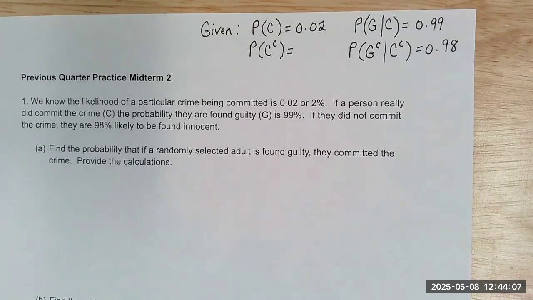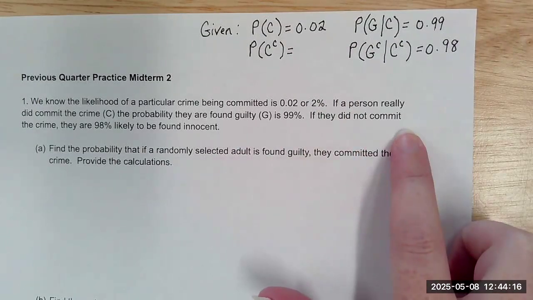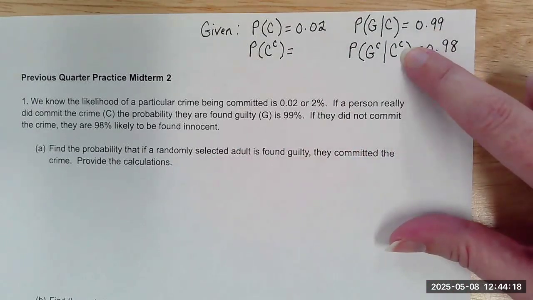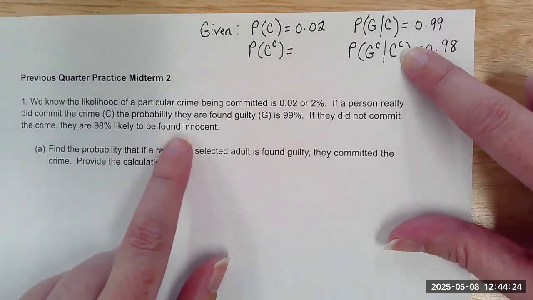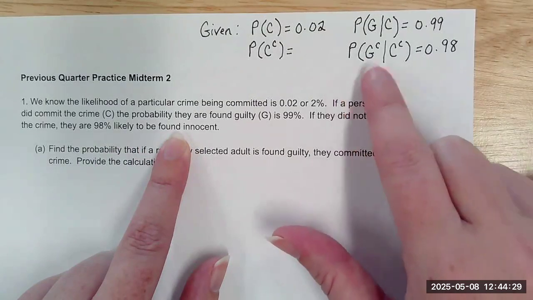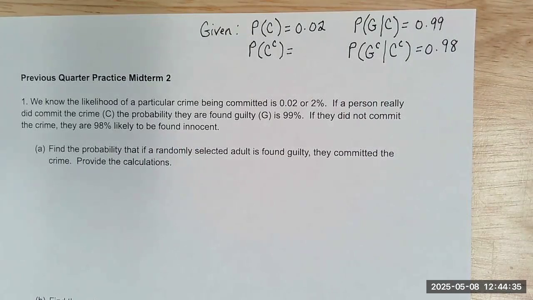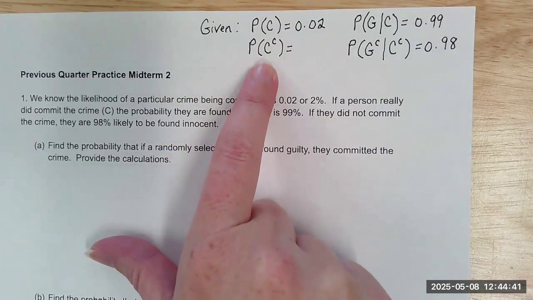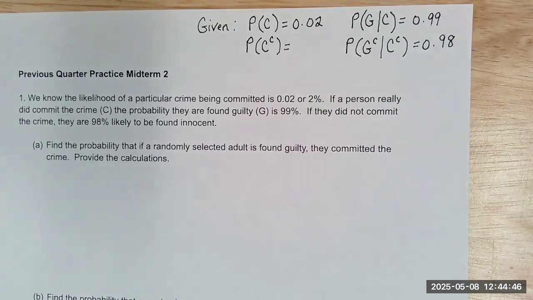And then you might have written your complements differently than me. You might have put the little dashes. I use C's, but if you put dashes, also fine. They said if they did not commit the crime, so that would be C complement. The probability that they're found innocent, which would be guilty complement, is 0.98. So you should have G complement given C complement is 0.98. And that's all they gave us. But we can go get some other information, like the probability of C complement has to be 1 minus the probability of C. So what would that be?